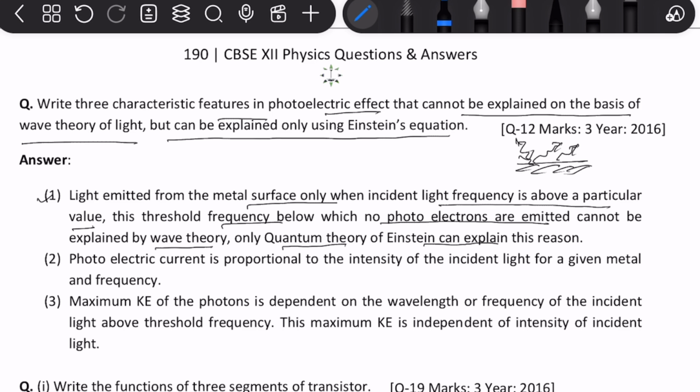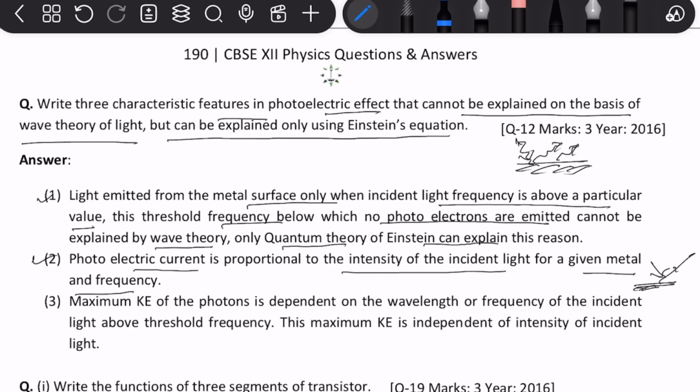Okay. Second, photoelectric current is proportional to the intensity of incident light for a given metal and frequency. So after the threshold frequency is given to the metal surface, if we increase the intensity, then the number of electrons emitted increases and the photoelectric current also increases.